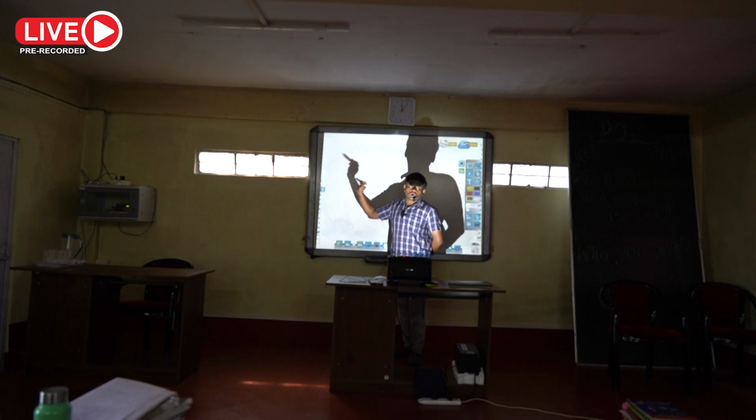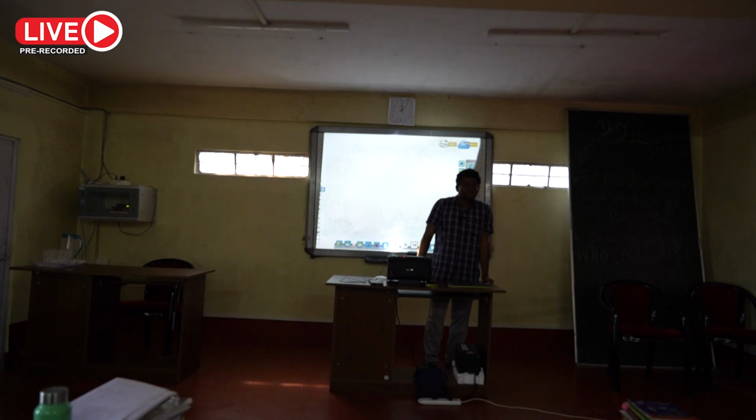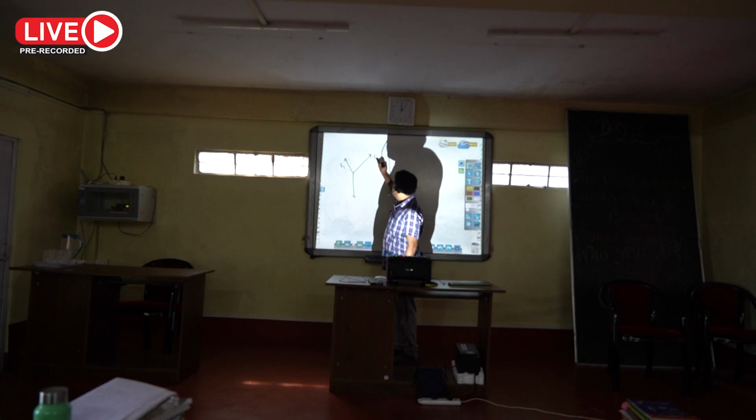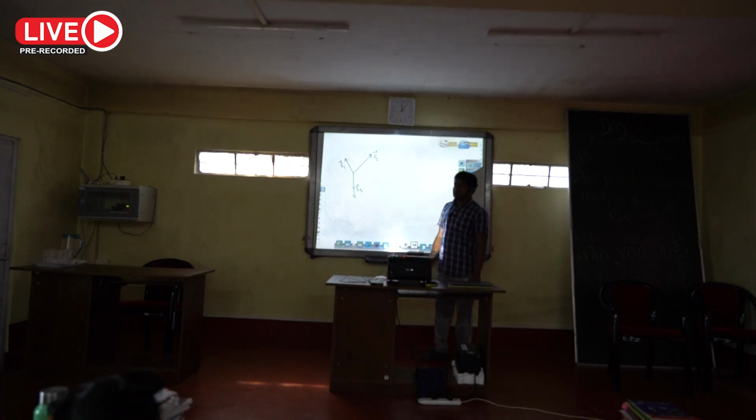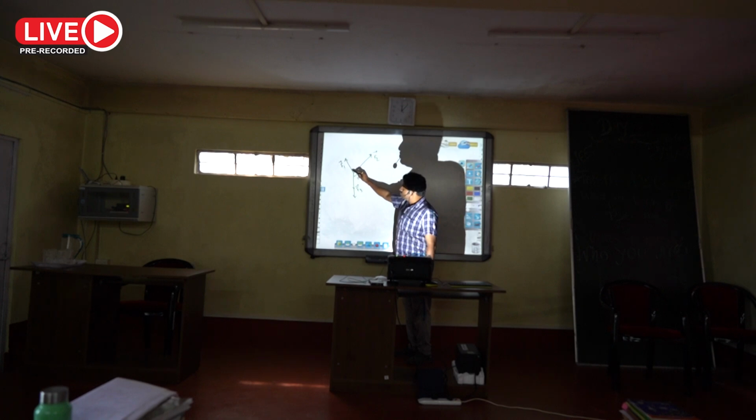Okay. Now, there are certain problems of equilibrium under the action of three forces. Suppose these forces are F1, F2, F3. The angle opposite to F1 is considered as alpha, the angle opposite to F2 is considered as beta, and the angle opposite to F3 is considered as gamma.